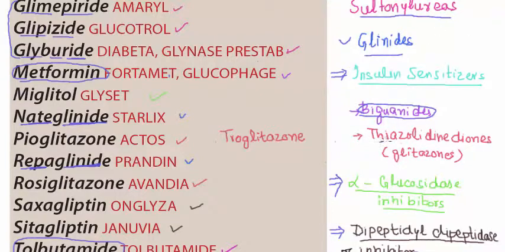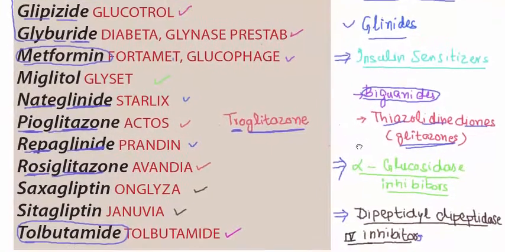Then are the thiazolidinediones, which are also called glitazones. And in the glitazones, we have three: pioglitazone, rosiglitazone, and troglitazone.